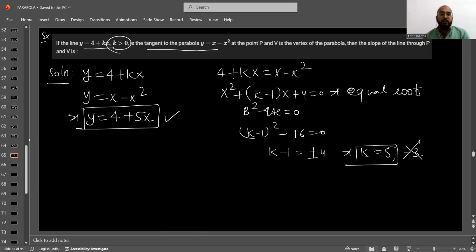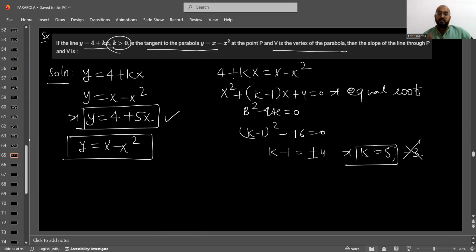And also I know my parabola. Parabola is basically y is equal to x minus x square. So V is the vertex of the parabola, so the vertex of the parabola we can also find out, and the slope of the line passing through P and V. For the point P, we need to find at what point this tangent is touching. So already I have solved this thing. So k is 5, just plug in here.